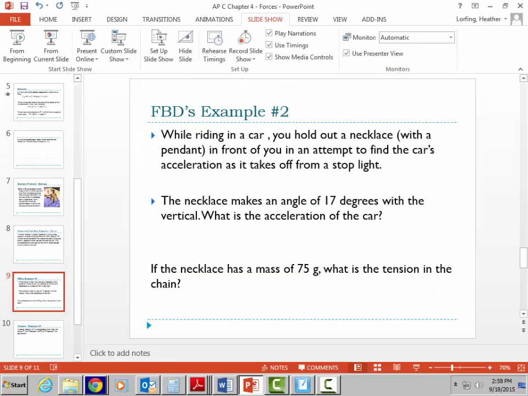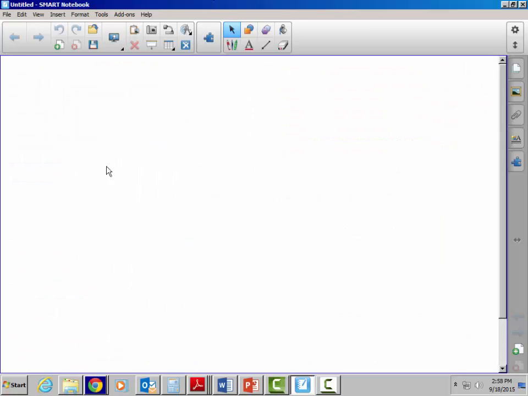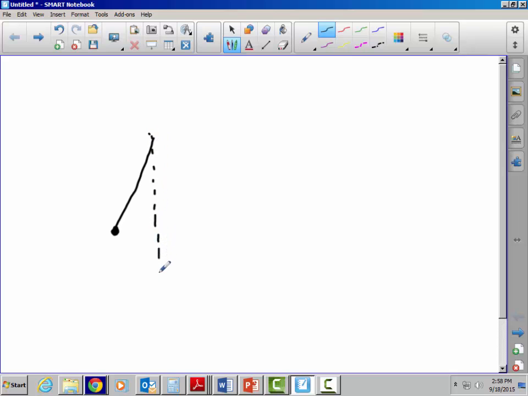So I need to get a bigger space to do this. So here is your necklace, right? And then here is the vertical. And they're saying it makes an angle of 17 degrees. So that's all the information that you're really given at the moment.